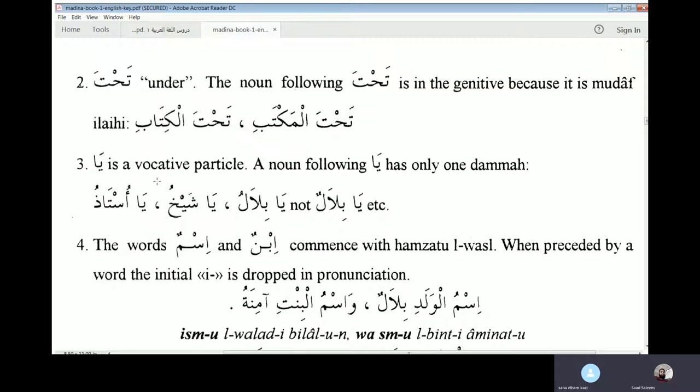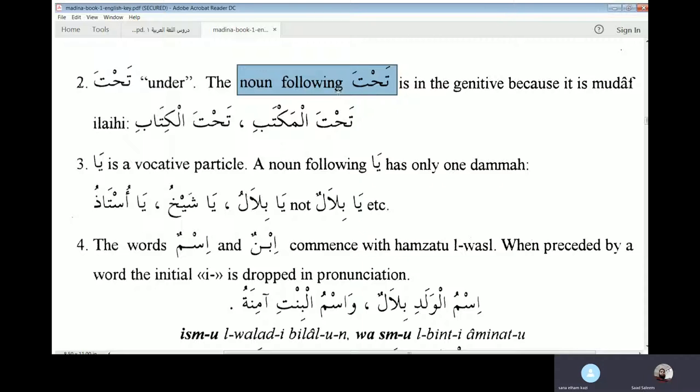Tahta, under. The noun tahta is in the genitive case because it is mudaf ilayhi. Tahtal maktabi, tahtal kitabi. But there is fatha on tahta, right? Look carefully, it is written noun following tahta, which means the noun after the word tahta, maktabi, is in the genitive case. Just remember that after the word tahta, the next word is always majrur.